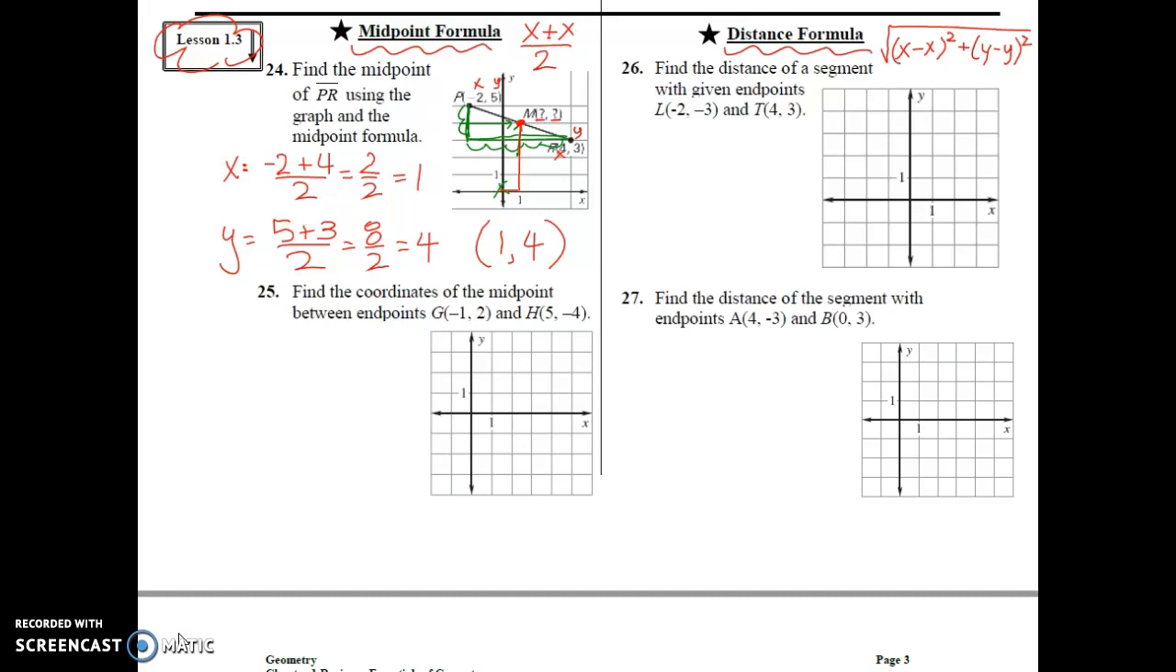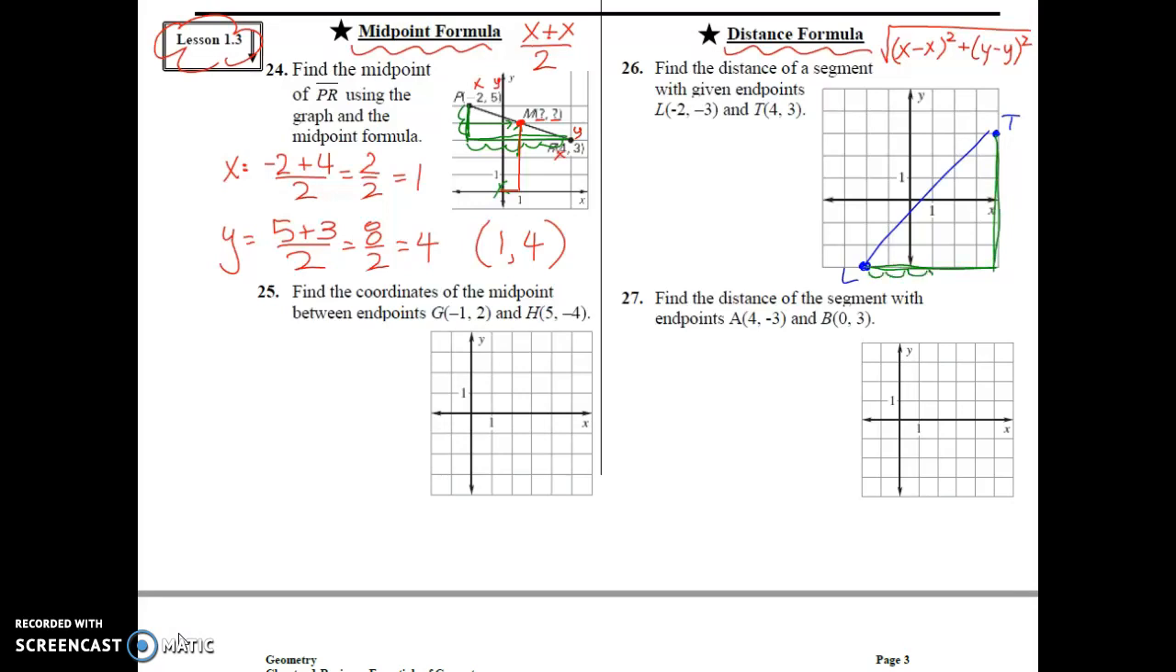When we do the distance formula, we do basically the same kind of idea. We make that same triangle, but instead of finding the middle, we count the lengths. So our first point is at -2, -3, down here at L. Our next point T is at 4, 1, 2, 3, 4, up 3, 1, 2, 3. Again, draw that segment, make this triangle right here.